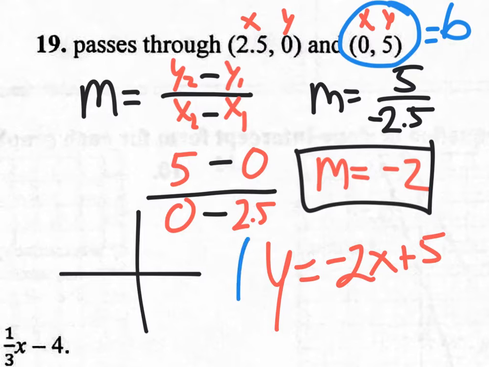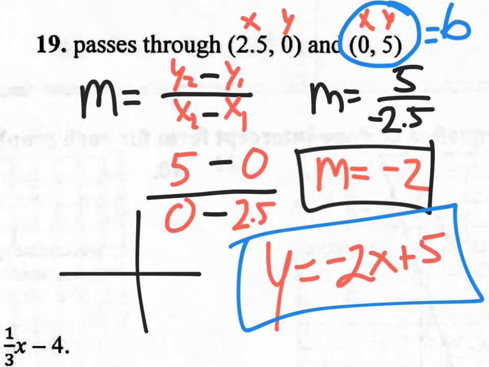That's your answer. Now, I don't know, maybe you're bored on a Saturday night and you want to do something fun? Then yeah, go ahead, use point-slope form, plug it all in, get y by itself, and you'll get the same answer.